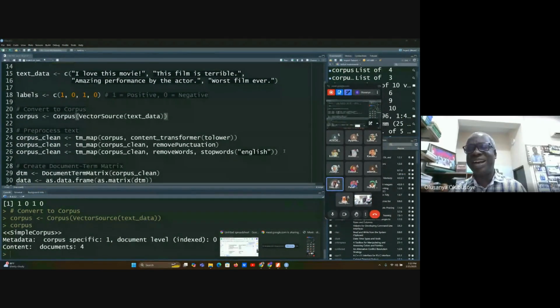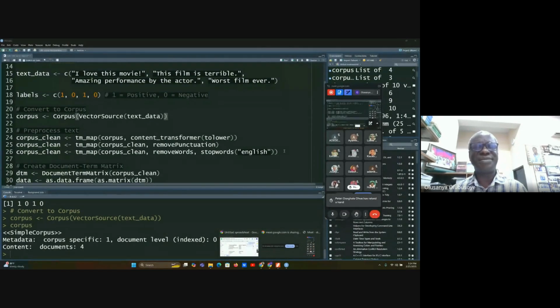So there are already established dictionaries that have been developed for categorizing words in terms of their sentiment, whether positive, negative, or neutral.